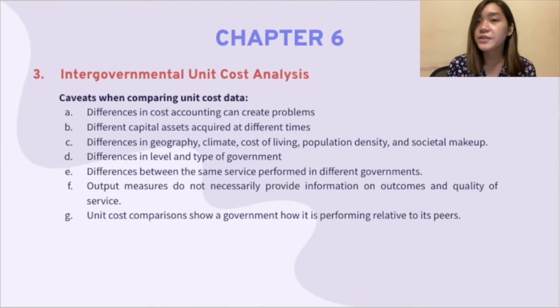These are some factors that need to be considered when you want to compare the unit costs between governments. There are a lot of differences such as cost accounting, capital assets, and geography that need to be considered because they can create problems. Also, output measures do not necessarily provide information on outcomes and quality of service. And lastly, unit cost comparisons show a government how it is performing relative to its peers instead of to an ideal standard.